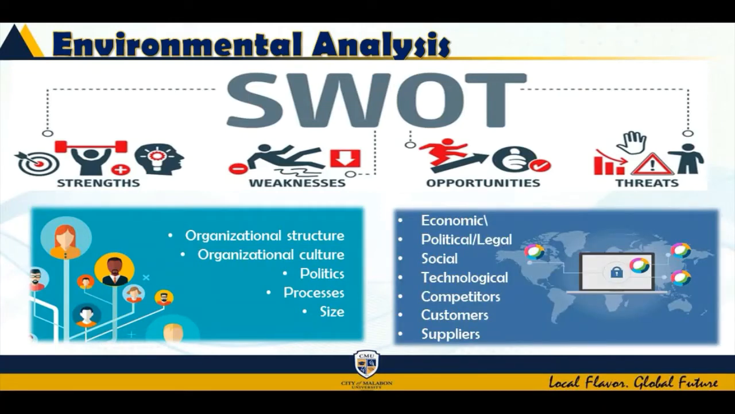In internal, which is the strengths and weaknesses, these are the internal issues that should be considered in terms of environmental analysis. First is the organizational structure. For example, is the current structure conducive to fast and effective communication? The organizational structure is the org chart, wherein we can see the communication between different departments and also within the department.